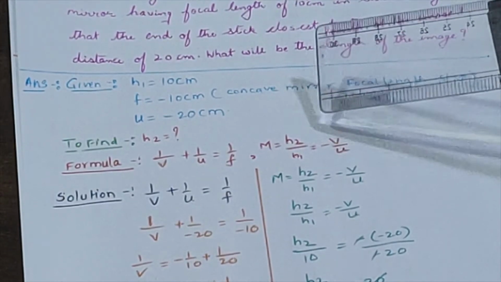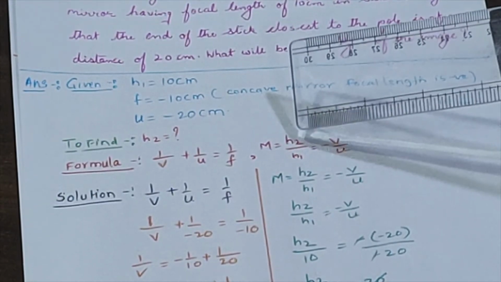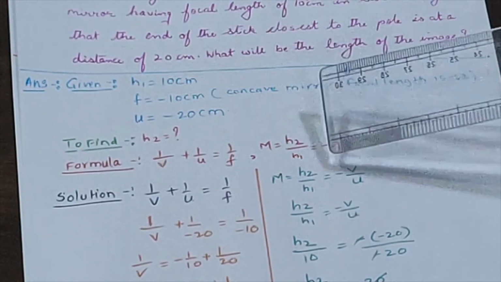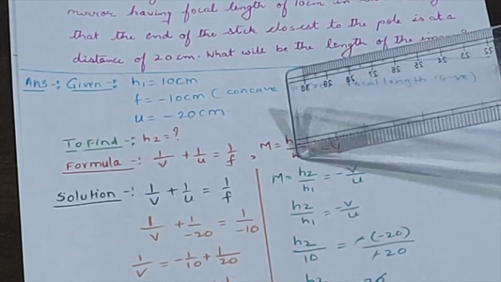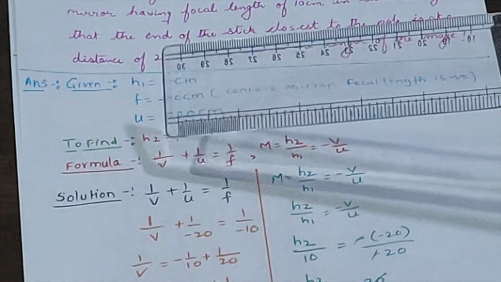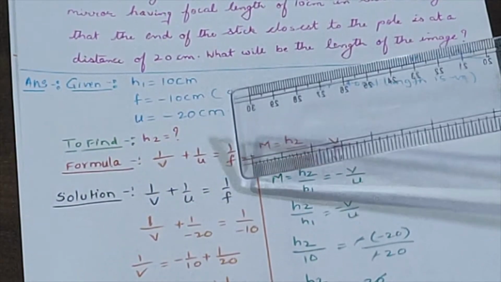So here you have got h2 to be found out, h1, v and u. But look at the data, you have got u and h1, but you don't have v. So you have to find out v. There is no option for you. So here is 1 upon v plus 1 upon u is equals to 1 upon f.